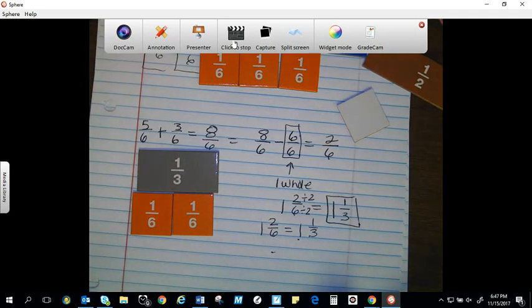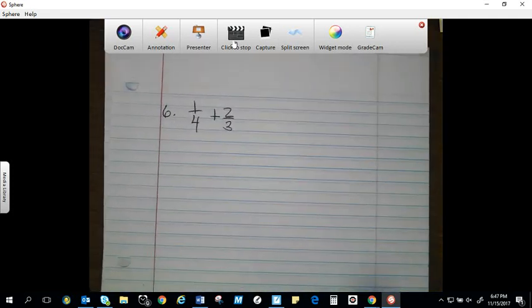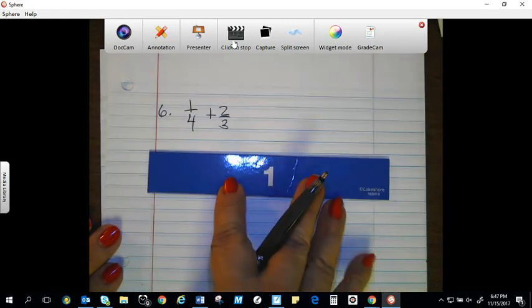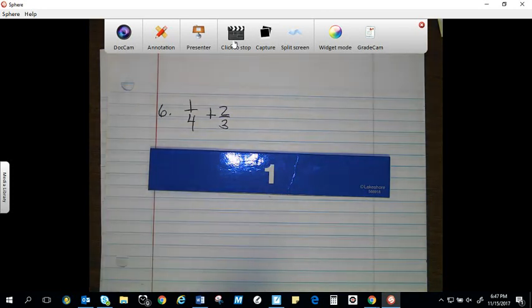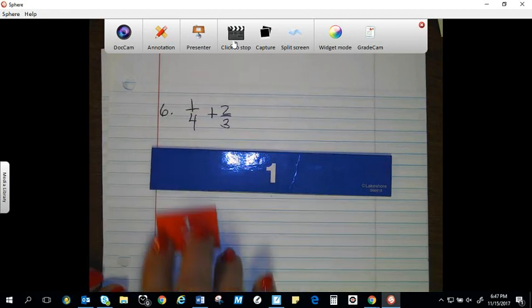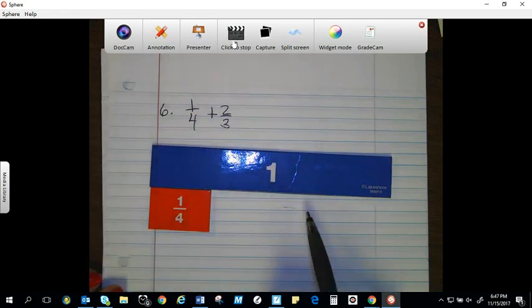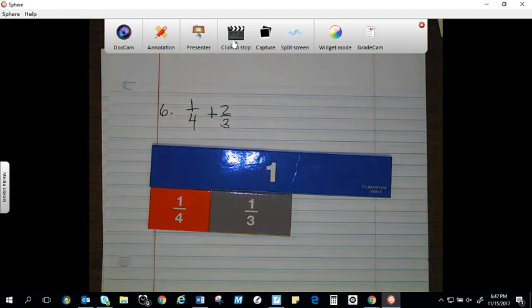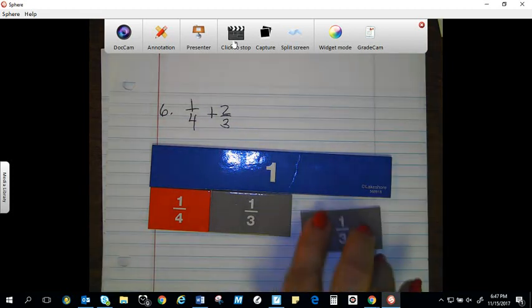All right, let's take a look at number 6, and we are almost done. Okay, for number 6, again, I'm going to be using 1 as my benchmark. And we have 1/4, and I'm going to find my 1/4 here. And this is going to be my red one. And then what are we going to put over here? Yep, you're absolutely right. It's going to be 2/3. So this is my 1/3 and my other 1/3 to represent 2/3.